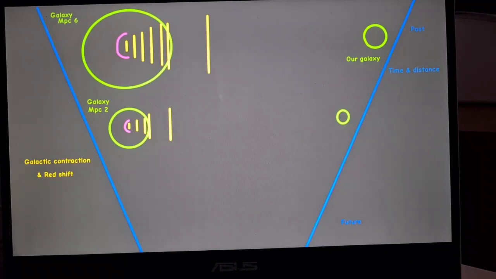Galaxy MP6 emitted light many eons ago when mass was much larger. Galaxy MP2 sent out light in a more recent time, following a period of contraction. Our galaxy is represented by circles on the right-hand side of the slide. Since MP6 was relatively speaking much more massive, its perimeter extended much further, stretching light much more than in galaxy MP2.